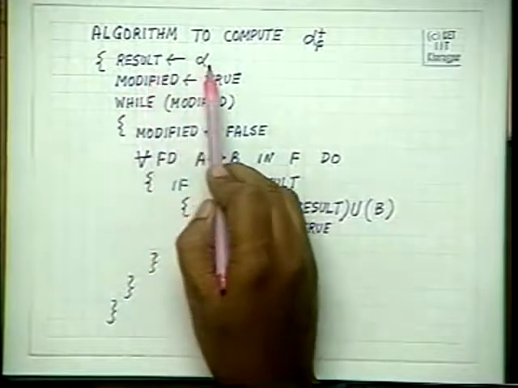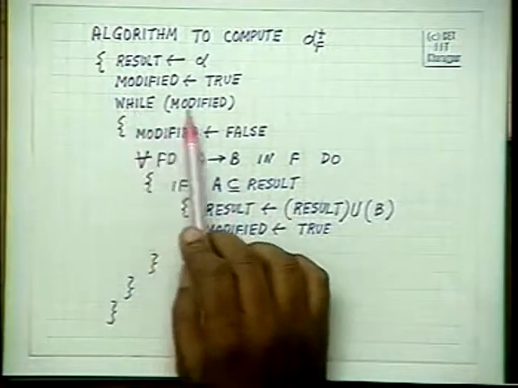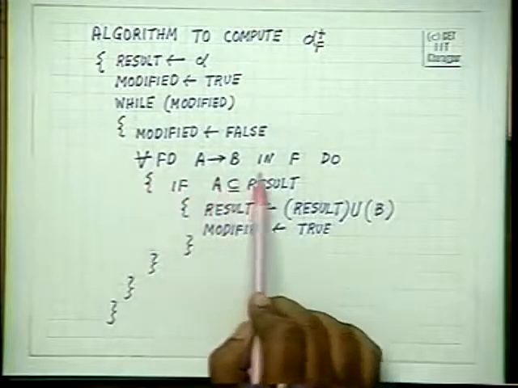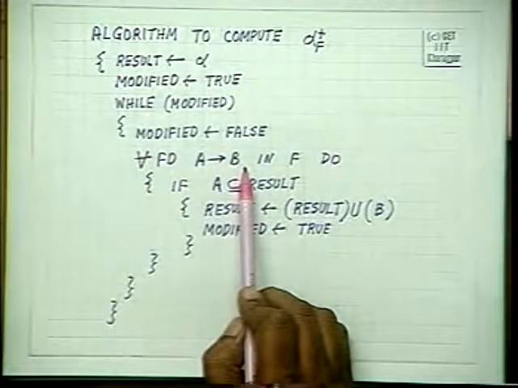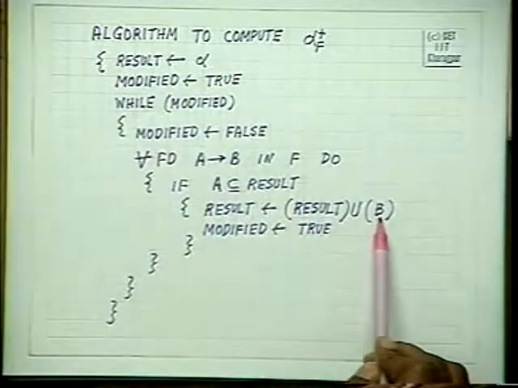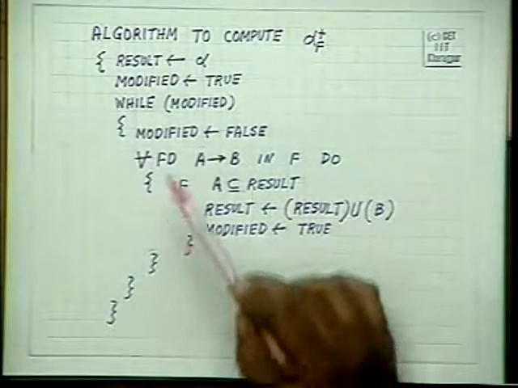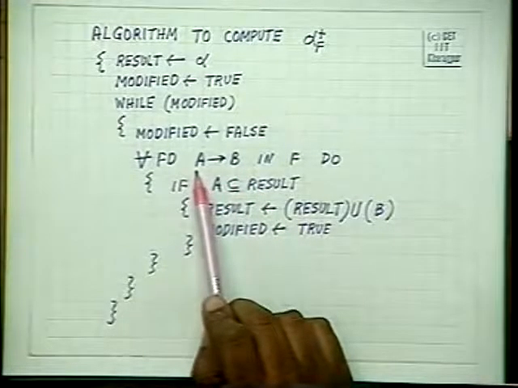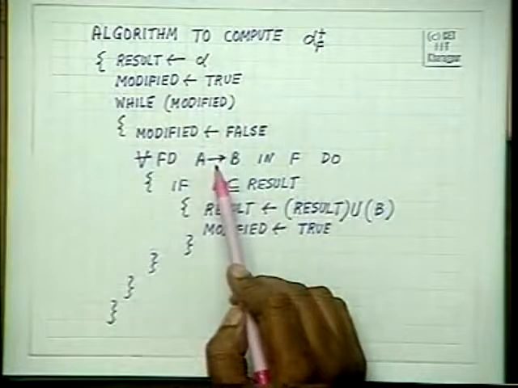Initialize R, which I have written as result, to alpha. Modified is true; modified indicates whether there has been any change. While modified is true, you make modified false, and then for each functional dependency in a for loop of the form A to B, where this is a set of attributes and this is another set of attributes, you do this. If A is a subset of the current result set of attributes, then you add B to that and say that some modification has taken place, and you do it for all the functional dependencies. Now, if for any one functional dependency an addition has taken place, this outer loop is executed again, because modified becomes true.